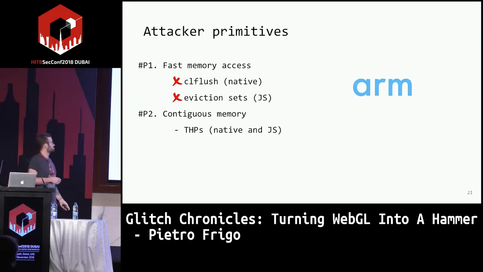And contiguous memory, well, you may guess also that transparent huge pages are not available on ARM. And as a consequence, we cannot use these either, so the browser doesn't rely on any of these. And actually, they cannot be allocated on ARM platforms because they're not supported on most of the platforms.